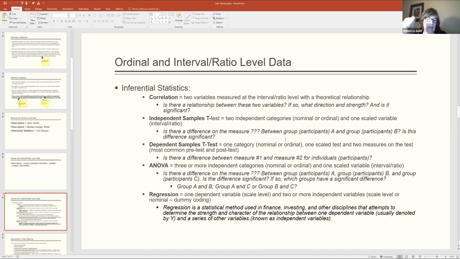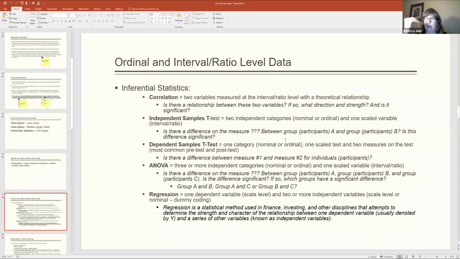Regression, which we've done simple regression and we've looked at multiple regression. In regression, you have 1 dependent variable, and then you have 2 or more independent variables that you're regressing onto it to see how they contribute to that dependent variable or the variance in that dependent variable. So 1 dependent variable at a scale level and 2 or more independent variables at a scale level or a nominal level if you use the dummy coding.